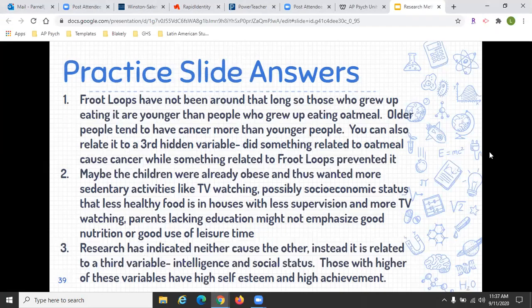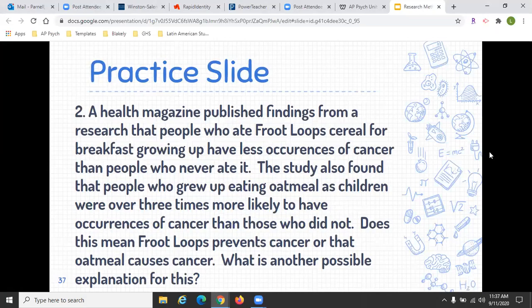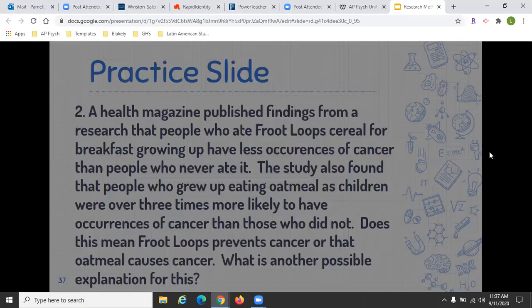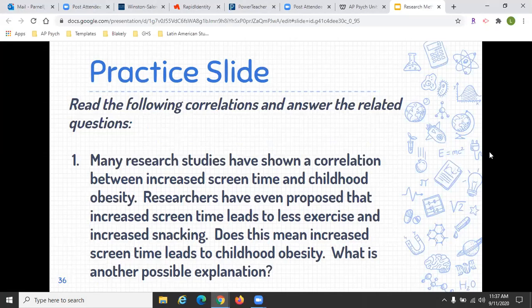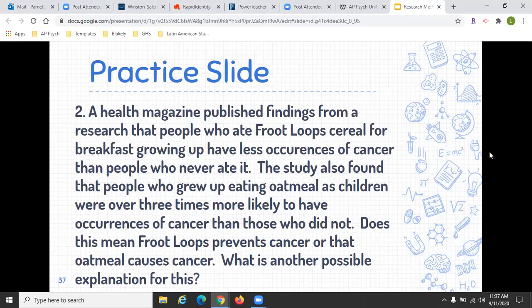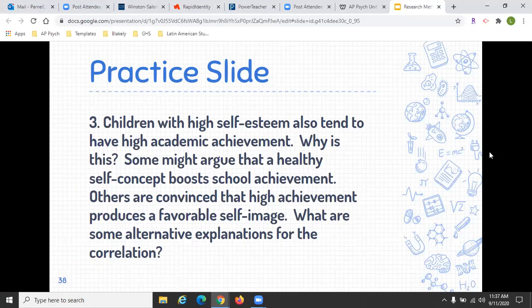We'll stop right there. Do the practice slides on your own. There's answers too. So when you get done right now, just go straight into them and do them real fast, okay? There's kind of 3 long questions about research. Read the following correlations and answer it. See if you can come up with an answer, 1, 2, and 3. And then when you go to the next slide, it tells you some answers.